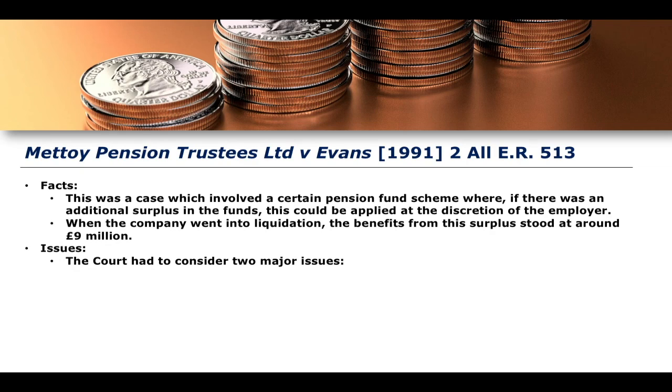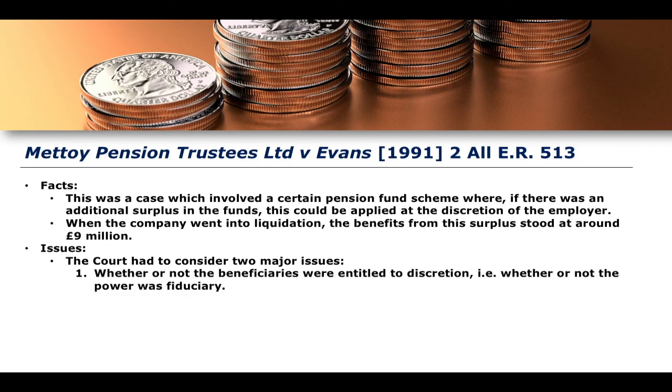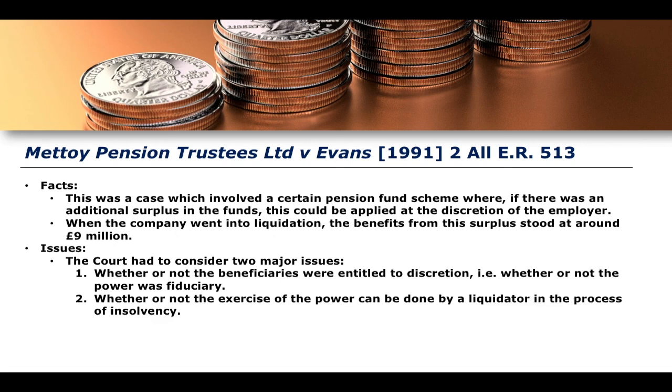And the issues that the court had to consider were twofold. The first question that the court had to consider was whether or not the beneficiaries were entitled to discretion, i.e. whether or not the power was a fiduciary power, whether or not it had some kind of fiduciary relationship. And then the second question is whether or not the exercise of the power can be done by a liquidator in the process of insolvency.